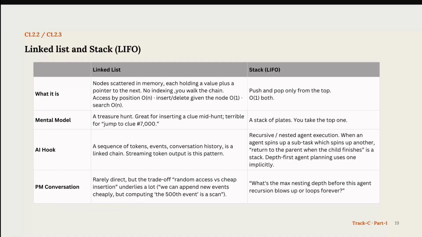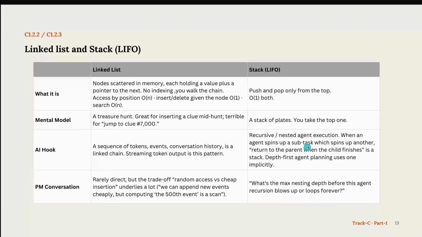And anything that is stack is more in terms of recursive or nested agent execution. When an agent spins up a subtask which spins up another, we are saying, hey, once you finish this, go back to the parent when the child finishes. That's the stack, of last in first out style. And it's all about depth first agent planning, which uses one implicitly. We're going to look at this in the coming slides. So we'll park this for now. I know it's not relevant here.